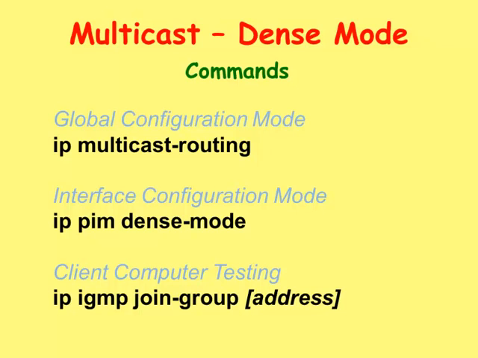Let's look at the commands needed to pass multicast traffic through the routers. In the global configuration mode, you type the IP multicast routing command that enables multicast routing on the router. And in the interface configuration mode, you will type the IP PIM dense mode command that allows PIM dense mode on the interface.